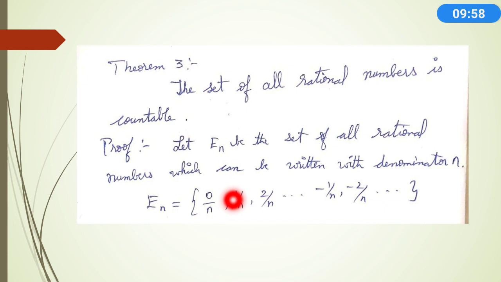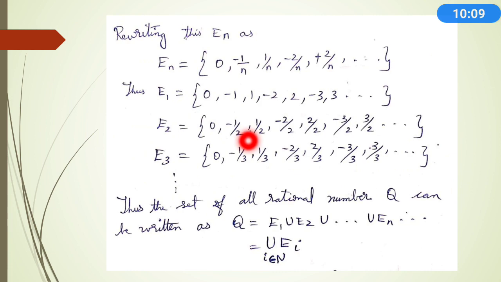It is 0, 1 by n, 2 by n, etc., minus 1 by n, minus 2 by n, etc. Now let me rearrange this for our calculation purpose. So it will be like this. If I rearrange, it will be 0, minus 1 by n, plus 1 by n, minus 2 by n, plus 2 by n, etc.